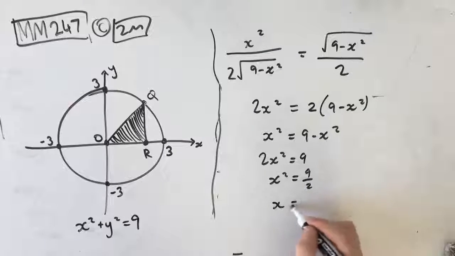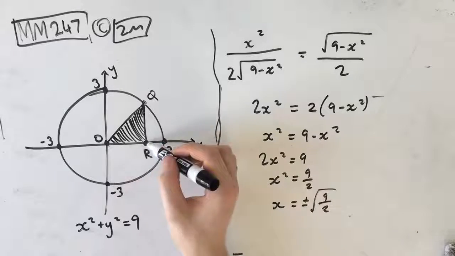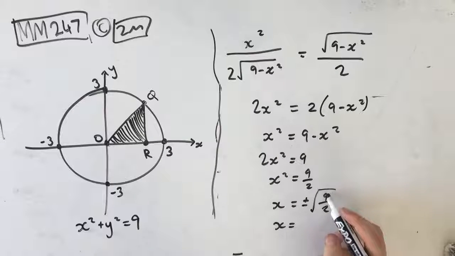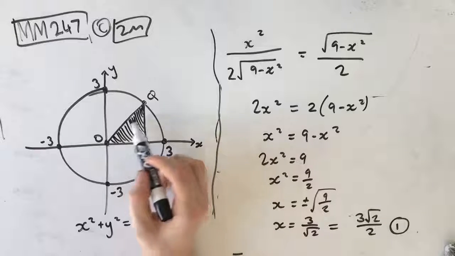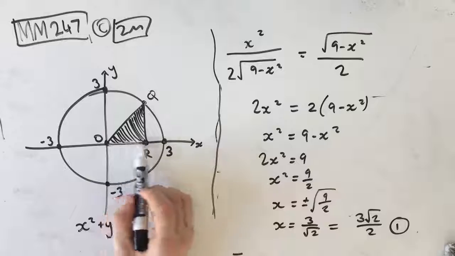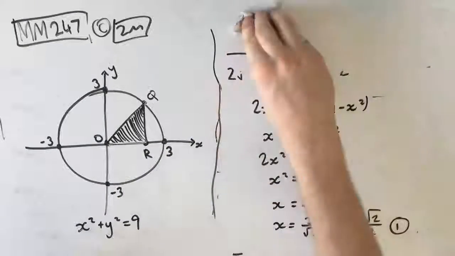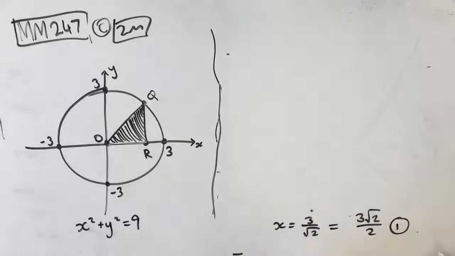So then x equals plus minus the square root of 9 over 2. Since our x value is positive, it's in our first quadrant, x is equal to positive root 9 on 2, which is 3 over root 2. And we can even rationalize the denominator to say that x equals 3 root 2 on 2, which is our first mark. So this triangle has a maximum area when our x value is 3 root 2 over 2. But we're not done yet because we need to actually find our maximum area. So we know that our x is equal to 3 root 2 on 2.